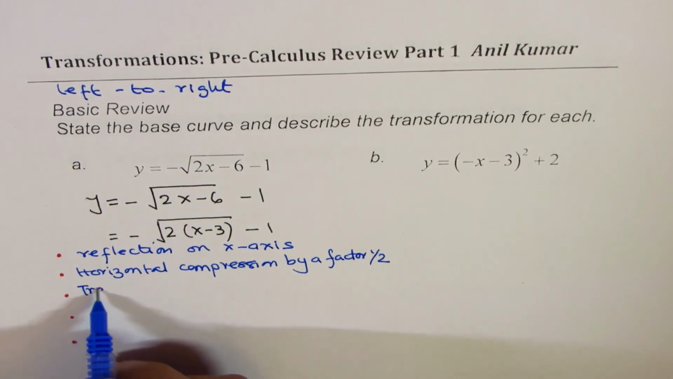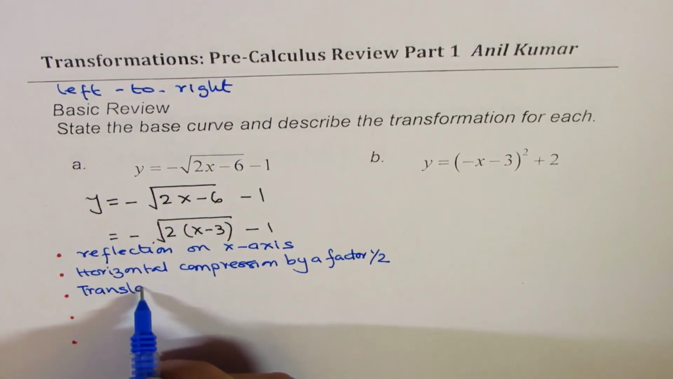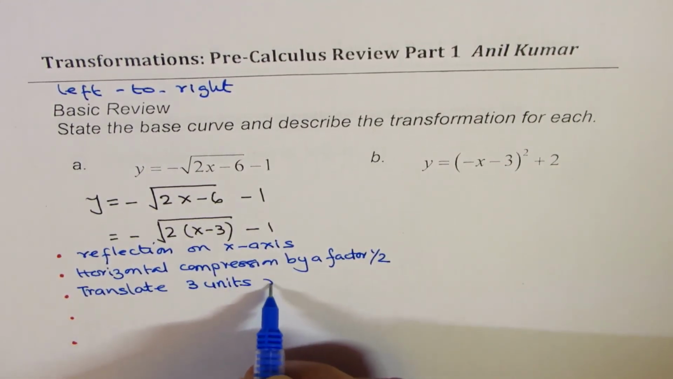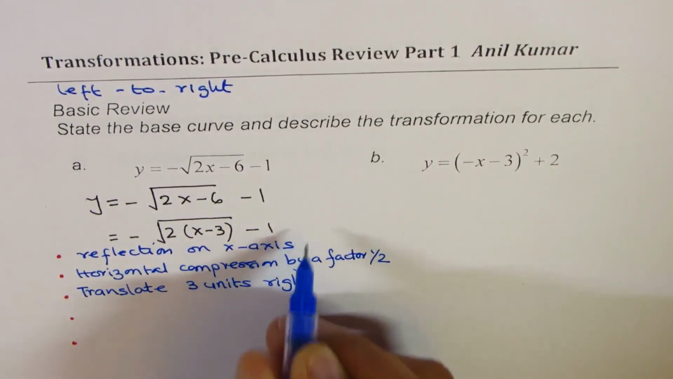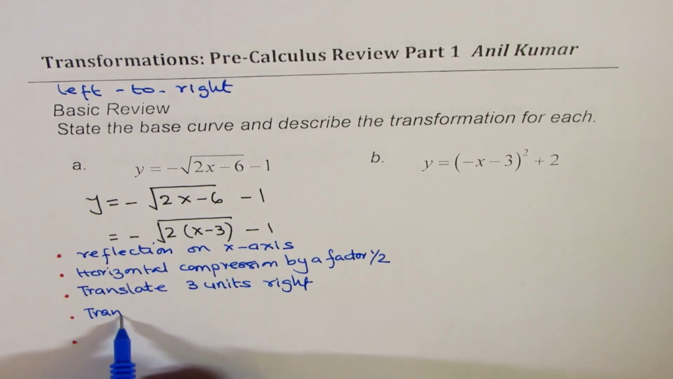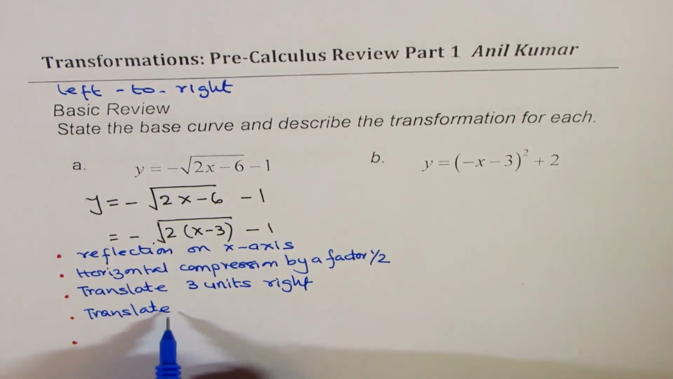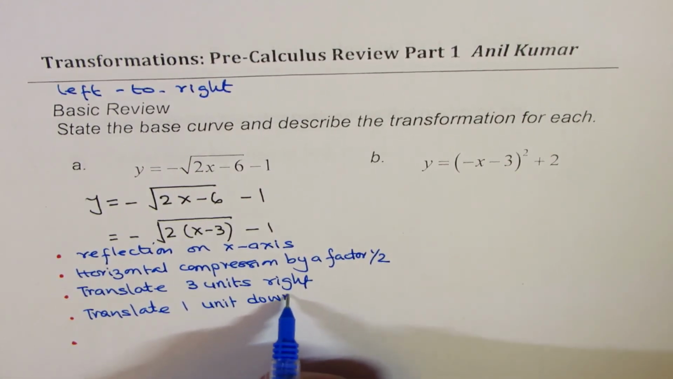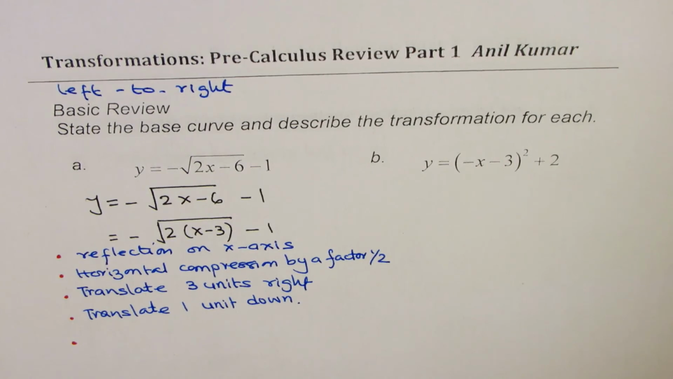So translate 3 units right. Minus 1 will mean translate 1 unit down, right? So that is how you're going to describe it.